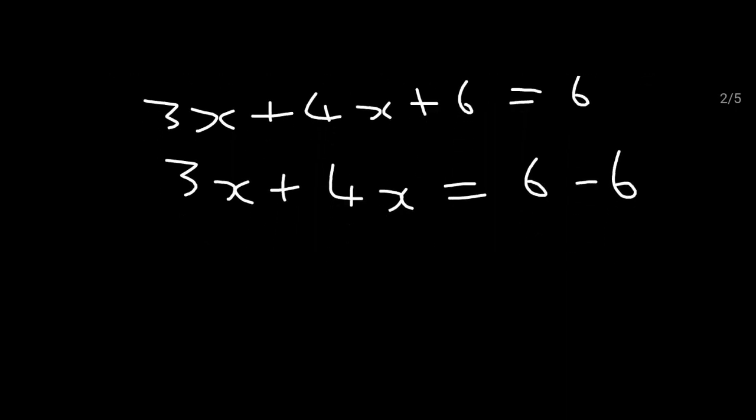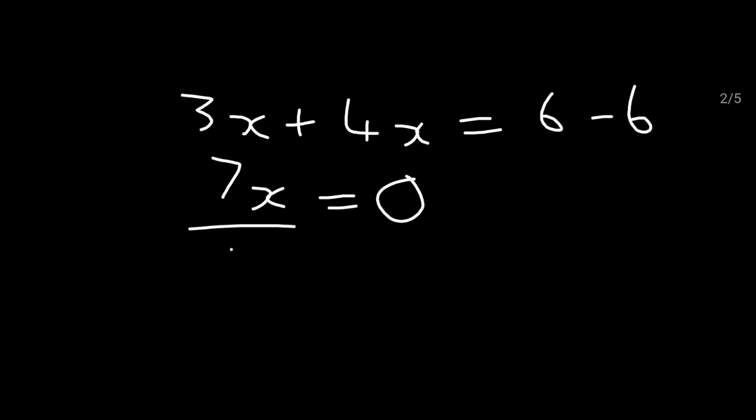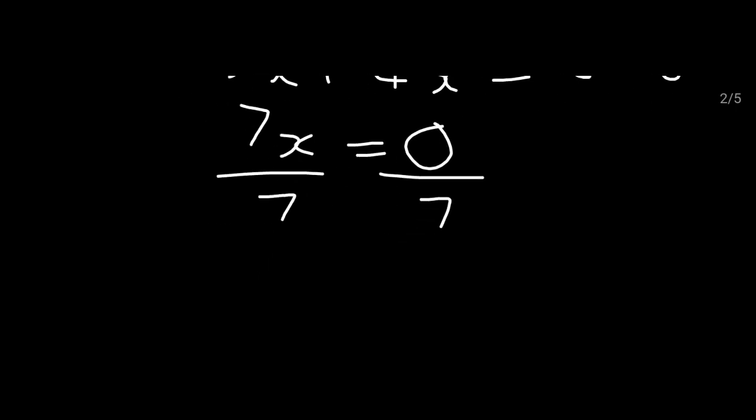Then the 3 plus 4 it's 7x, I get a coefficient, then equal to 0. Then you're going to divide both sides by 7. You have x equal to 0 divided by 7, it's 0. And then x is equal to 0.